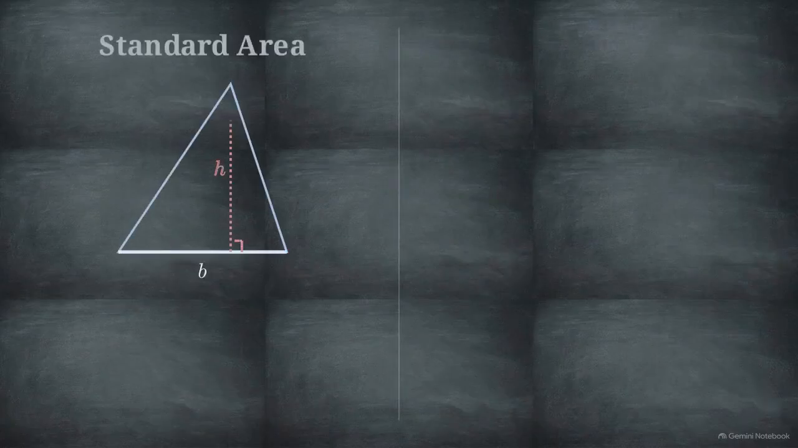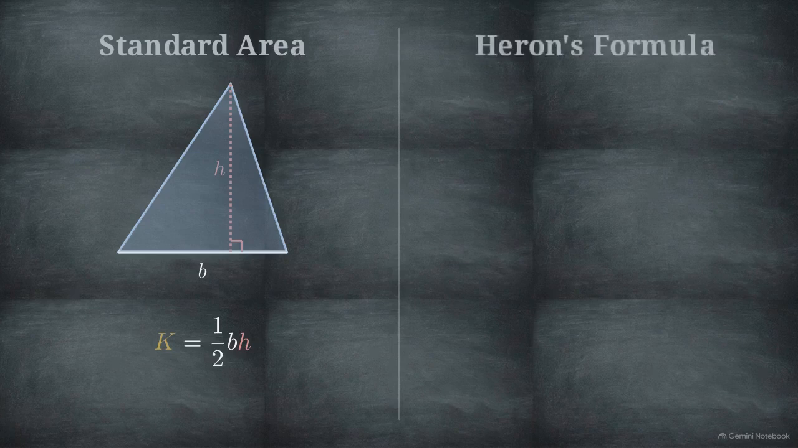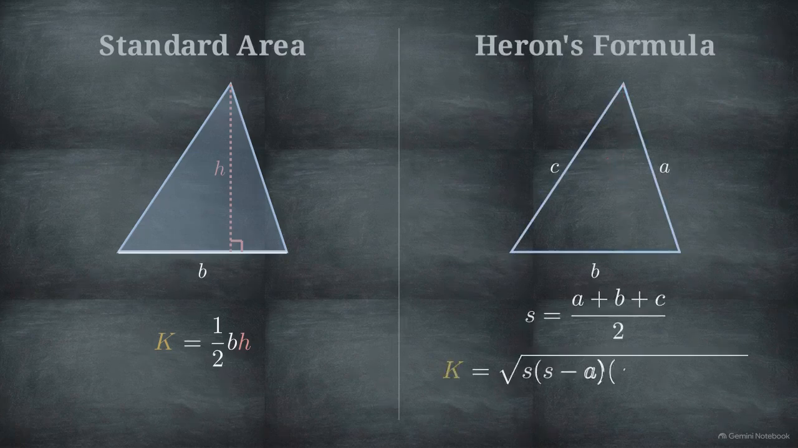We typically find area using 1/2 base times height. However, if the height is unknown, Heron's formula allows us to reach the same result using only the side lengths and the semi-perimeter. Both methods describe the same physical space.